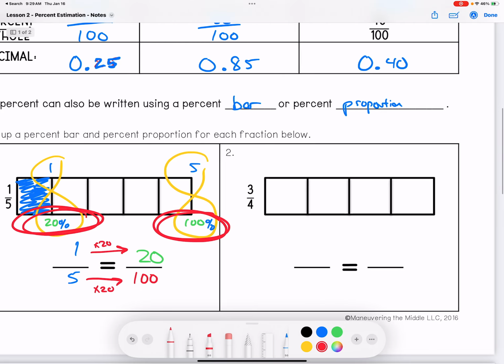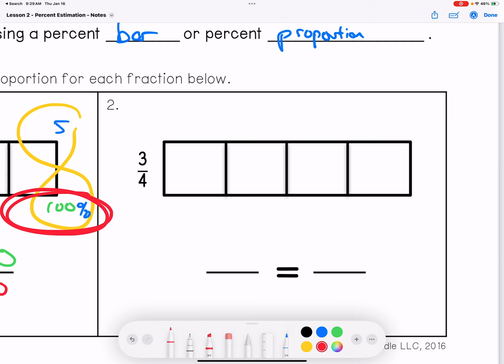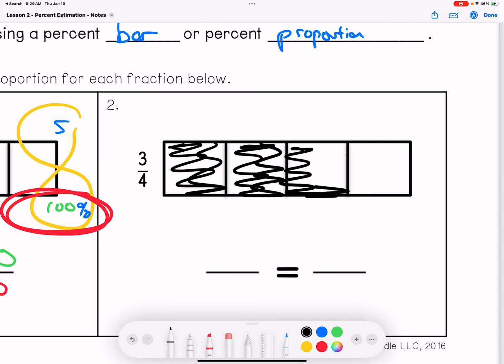All right, over here, the next one, number 2, they said 3/4. So I'm going to color in 3 out of 4 of those. Okay, now we're going to label them 3, and there's the 4, so 3 out of 4.